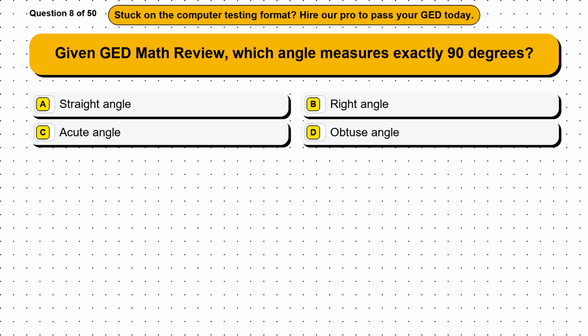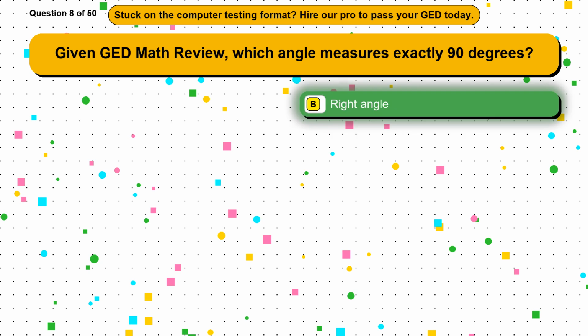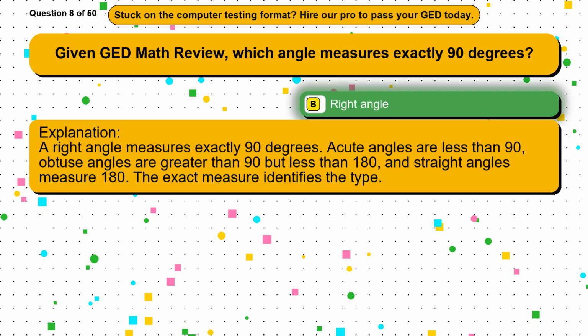Question 8. Given GED Math Review, which angle measures exactly 90 degrees? Option A, straight angle. Option B, right angle. Option C, acute angle. Option D, obtuse angle. The correct answer is option B, right angle. A right angle measures exactly 90 degrees. Acute angles are less than 90, obtuse angles are greater than 90 but less than 180, and straight angles measure 180. The exact measure identifies the type.